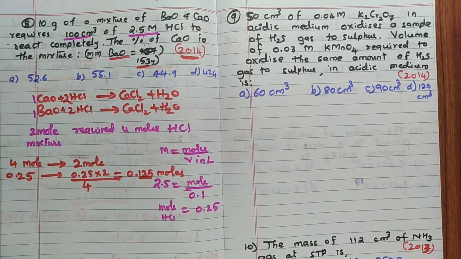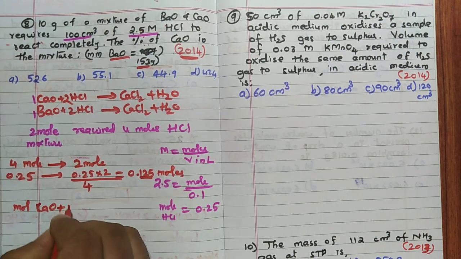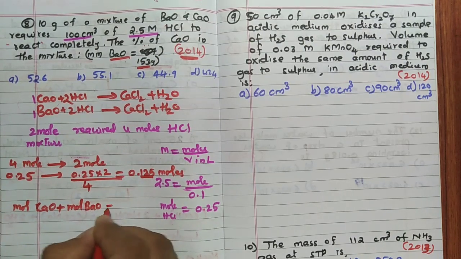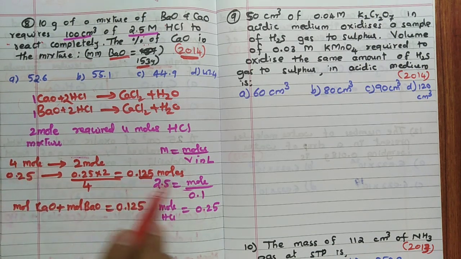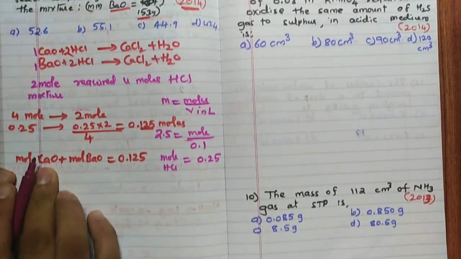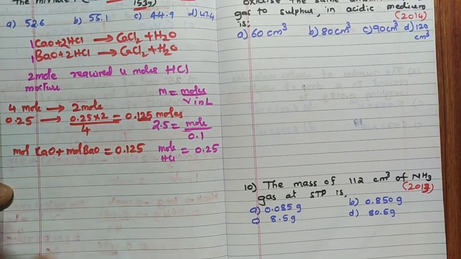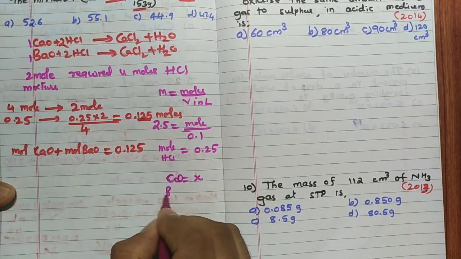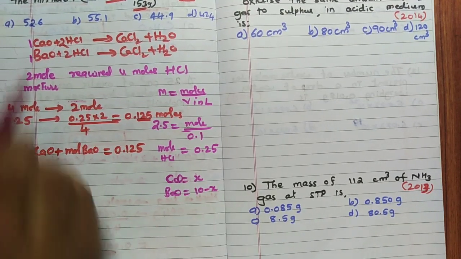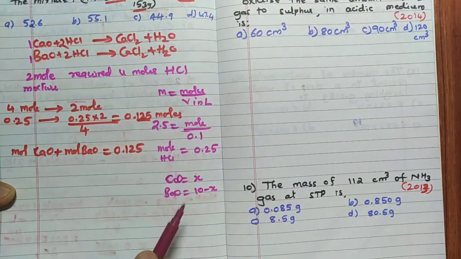So now here you can see, mole of CaO plus mole of BaO is equal to 0.125. Correct? Because these two together make 0.125 mole: mole of this plus mole of this. You will calculate the mole of this now. To calculate the mole, molecular mass is required: mass by molecular mass. We have to calculate CaO, right? CaO we take as X, and BaO we consider as 10 minus X. Why 10 minus X? Because they have told 10 gram of the mixture. If CaO is X, then BaO should be 10 minus X.